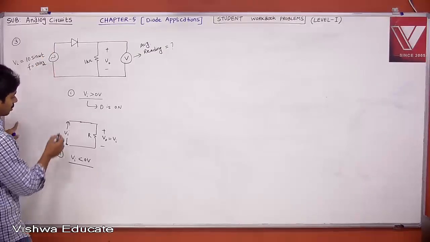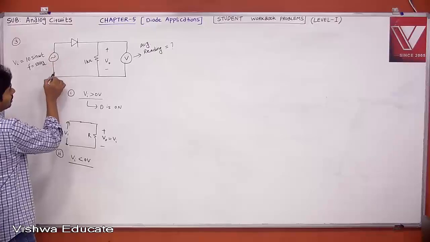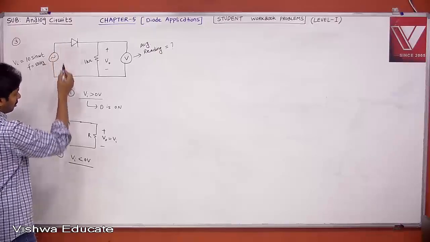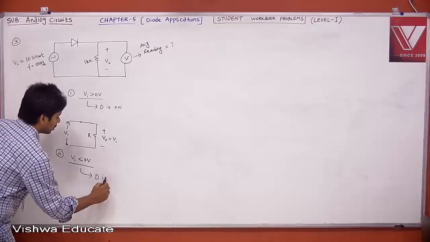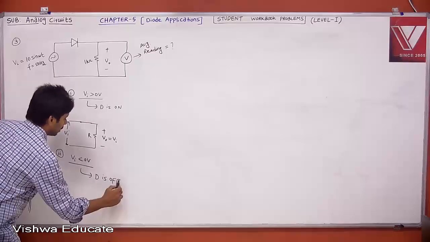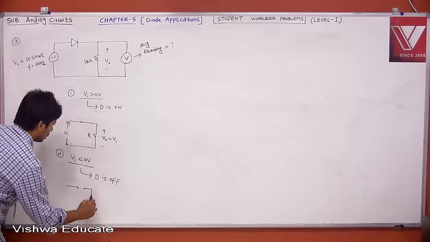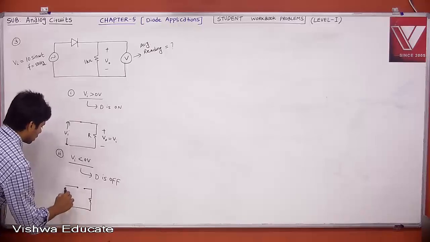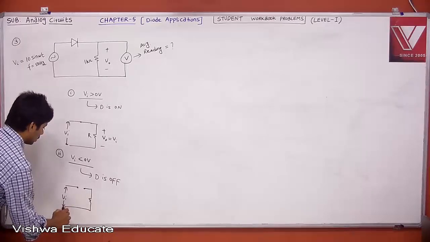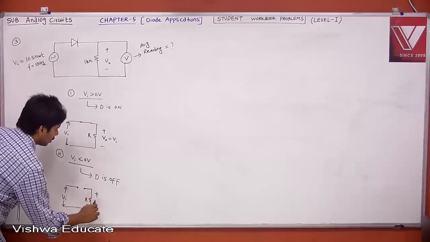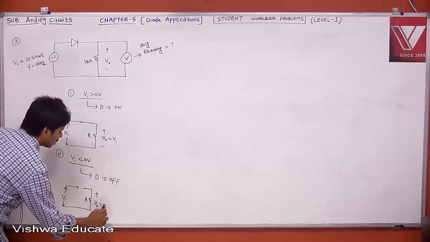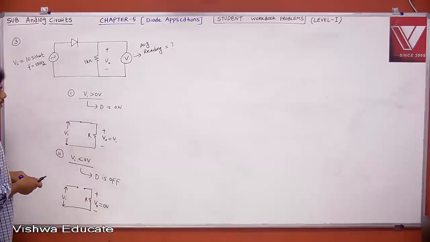Now, case 2. When Vi is less than 0, when Vi is negative, then instead of plus and minus, it is now minus and plus. Minus means your diode will be off, right? Then your diode is off. When the diode is off, this is your circuit. There is no current flowing through the circuit, so the voltage drop will be 0. Your V0 is 0 volt.